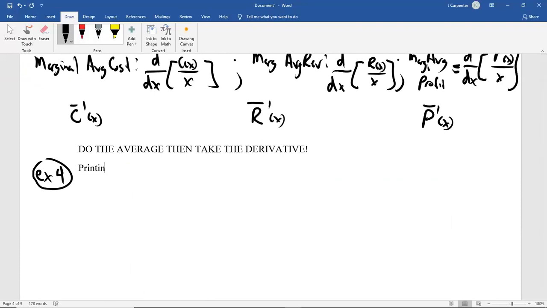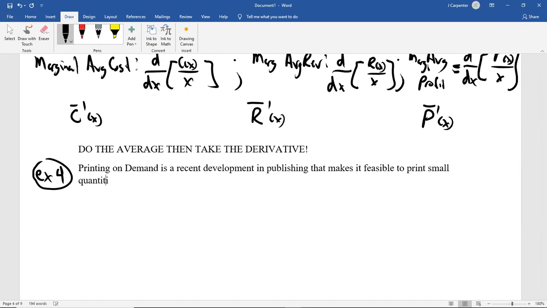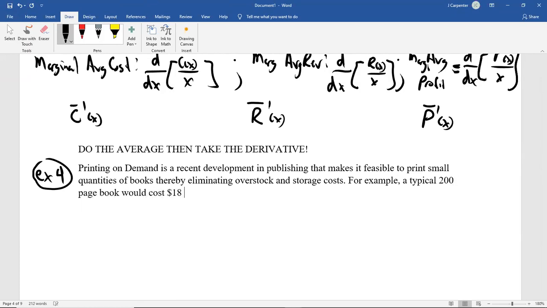Printing on demand is a recent development in publishing that makes it feasible to print small quantities of books, thereby eliminating overstock and storage costs. For example, a typical 200-page book costs $18 per copy with fixed costs of $1,500. Therefore, using a fixed plus variable model, C of X is equal to 18X plus 1,500.